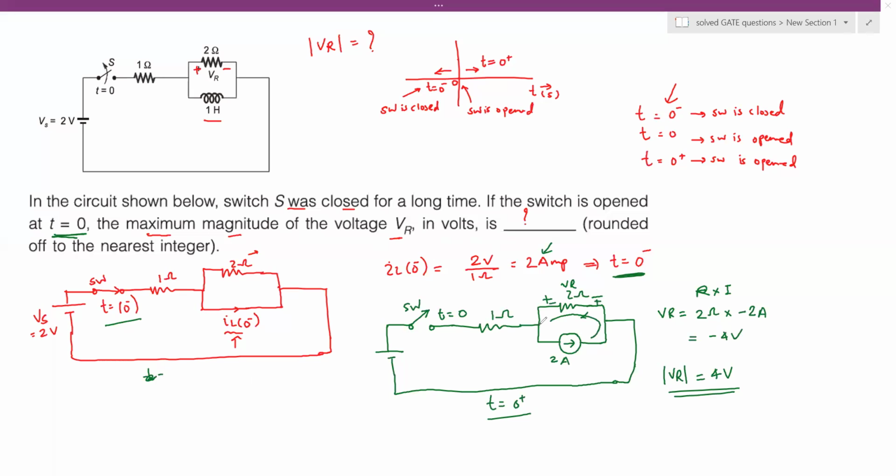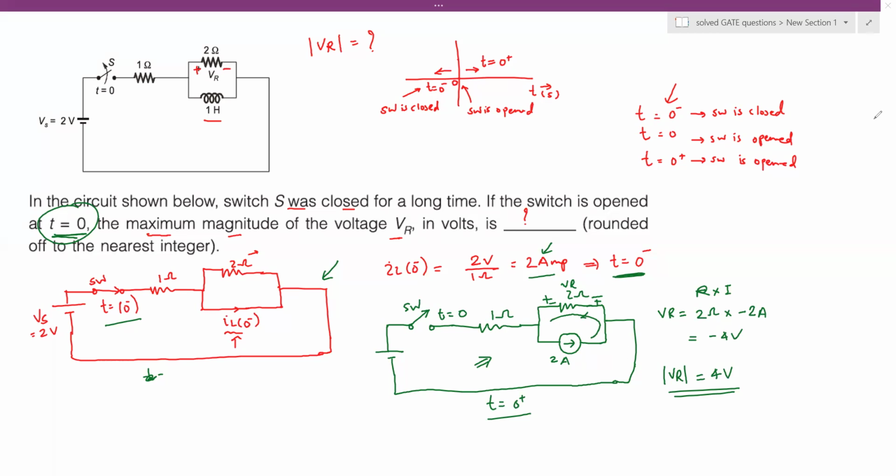So this is how you can analyze a switching circuit, in which the inductor and capacitor behavior can be predicted. In the steady state, the inductor acts as a short circuit, and because of that the current through the inductor IL of 0 minus was computed to be 2 ampere. At t equal to 0 plus, after the switch is opened at t equal to 0, we see this form of the circuit, where this 2 ampere current flows through this 2 ohm resistor, giving a voltage drop across it of 4 volt.